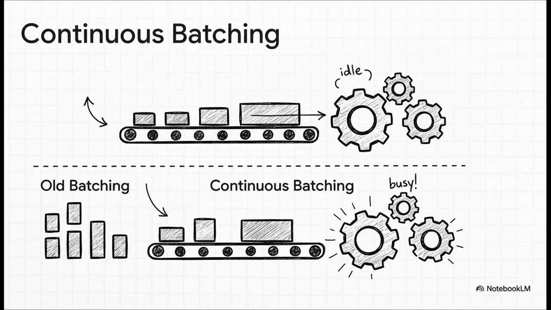And as if PagedAttention wasn't enough, vLLM has another trick up its sleeve called continuous batching. So instead of waiting for the slowest person in a group to finish their request, vLLM just immediately starts working on new requests the second a little bit of space opens up. This keeps the GPU busy all the time, which pushes utilization way up and boosts throughput even more.